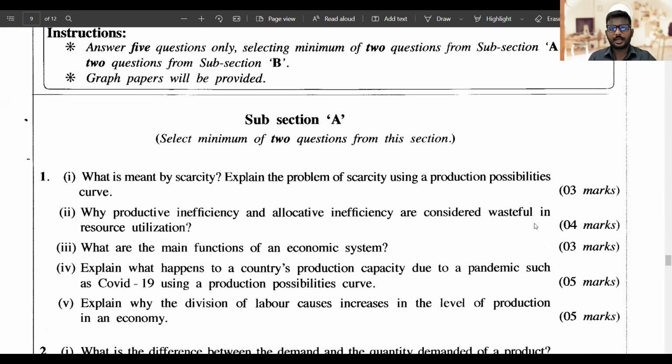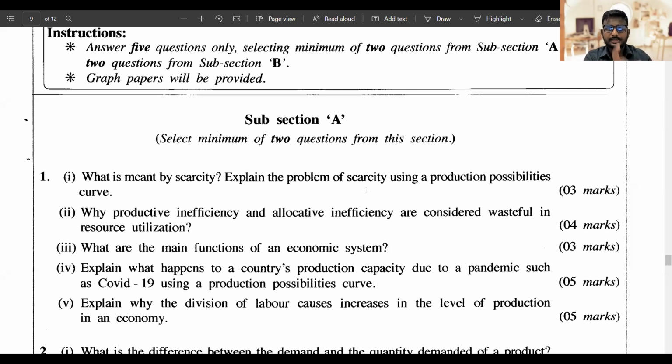Second is, you see here, explain the problem of scarcity using production possibilities curve. So some of you said definition should be given, correct? And then you said a graph should be drawn, the PPC, and show scarcity on the graph. But some of you stopped at that. You can't do that, because if you read the question properly, they are asking: what is meant by scarcity? That's part one, where you give the definition, you are done.